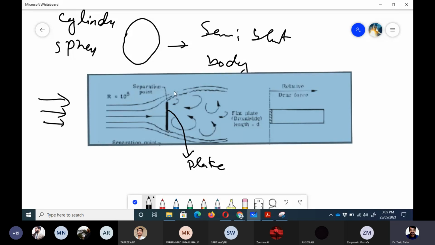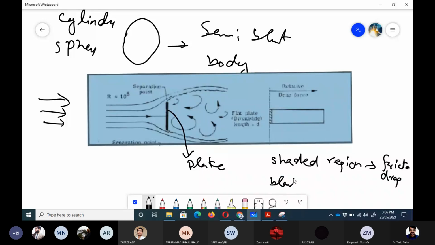So you can easily see that the flow would separate from these edges, and there would be a low pressure region here. Now here on the right hand side, they have shown two areas. Let me tell you what these two areas are. One is the shaded region, that is the friction drag, and one is the blank region. So that is due to pressure drag.